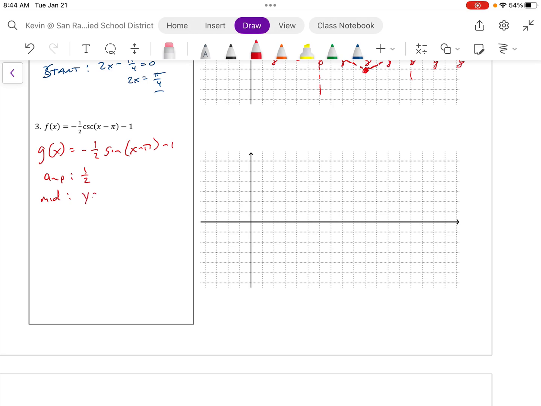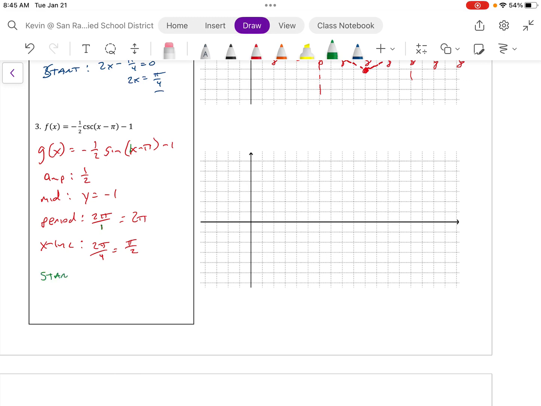Let's see, our midline is going to be y equals negative 1. Our period is 2 pi divided by 1, because that's what b is. B is that little 1 right there that we don't see. So our period is 2 pi. We'll deal with the negative later. Our x increments, 2 pi divided by 4, so that's just our usual pi over 2.